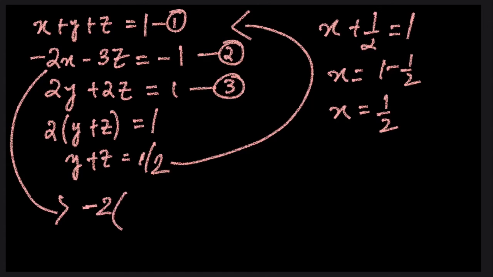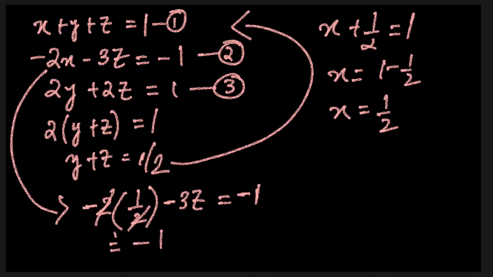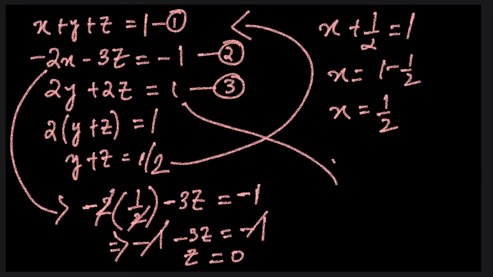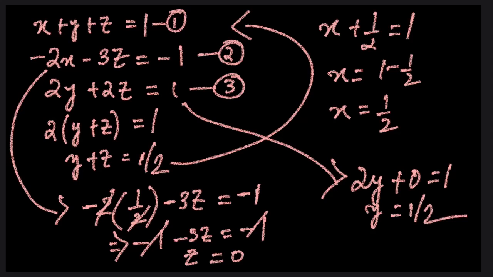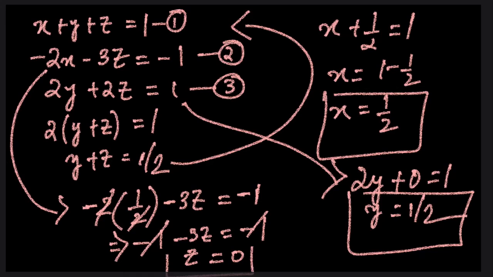So -2 times half minus 3z equals -1. 2 and 2 get cancelled. -1 minus 3z equals -1. So z is equal to 0. Similarly, from equation 3 I can find out y. 2y plus 2z, z is already 0, so y is equal to half. So my answer is x is equal to half, y is equal to half and z is equal to 0.